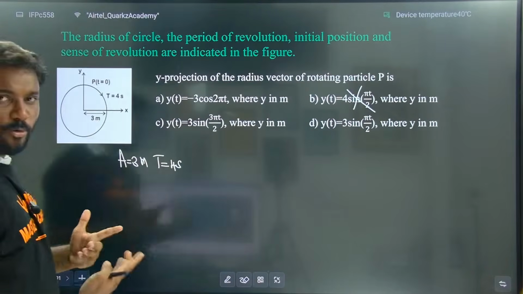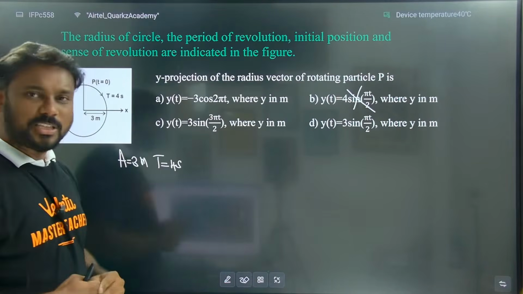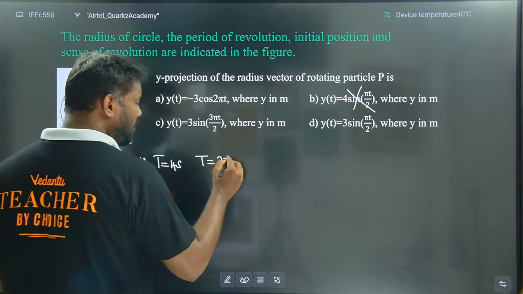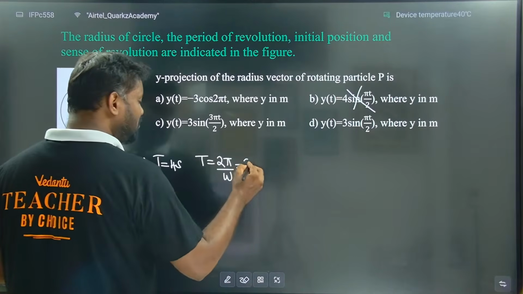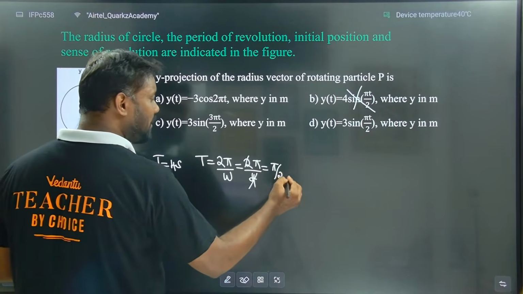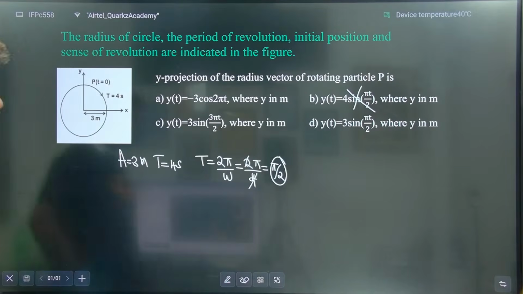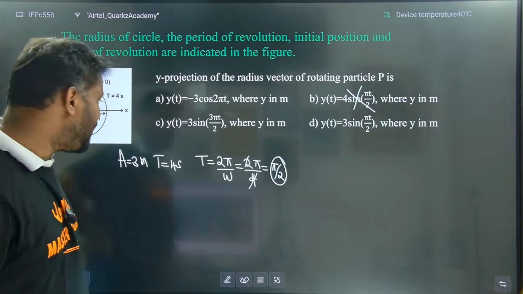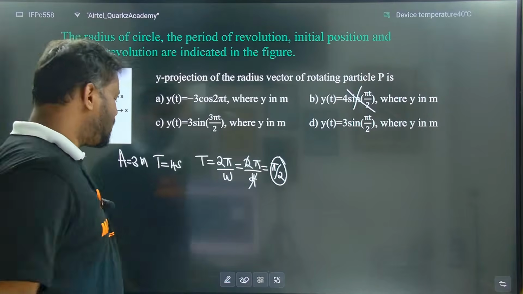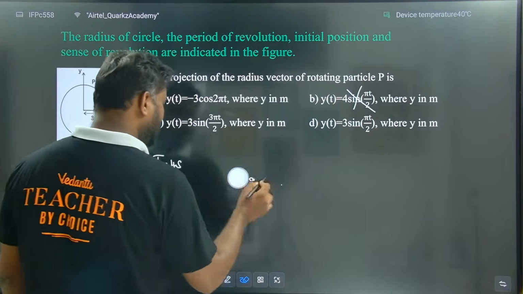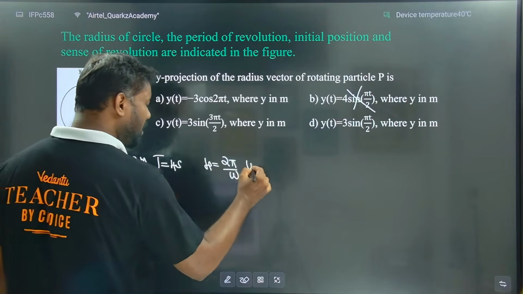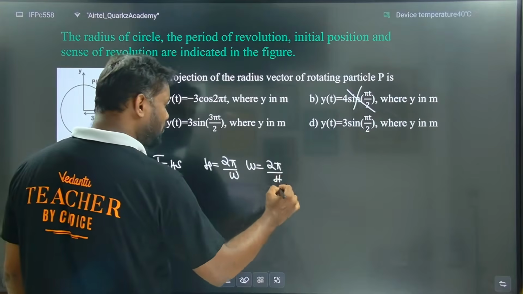Now there are three options. Now we have to calculate the value of omega. We know the time period. Can we calculate the value of omega? How? Time period T = 2 pi / omega. So the value is 2 pi divided by 4 seconds, cancel this, we get pi by 2. Is it clear? So we can substitute the value of omega directly. So 4 is equal to 2 pi / omega. The value of omega is 2 pi by 4, which is pi by 2.